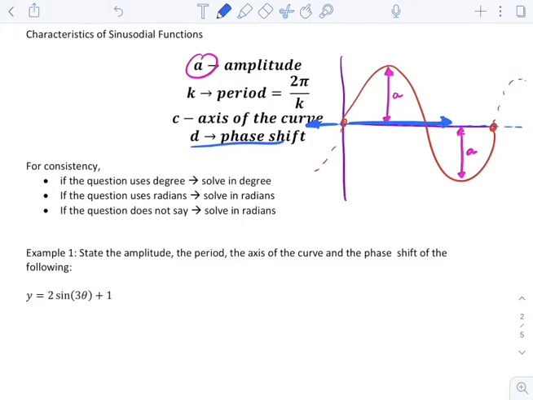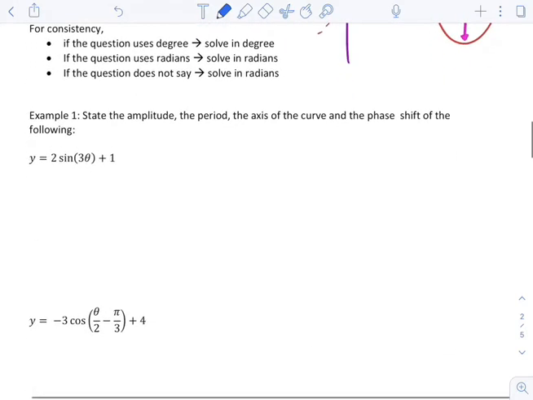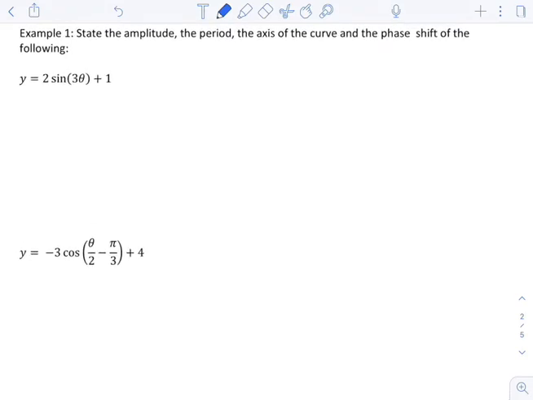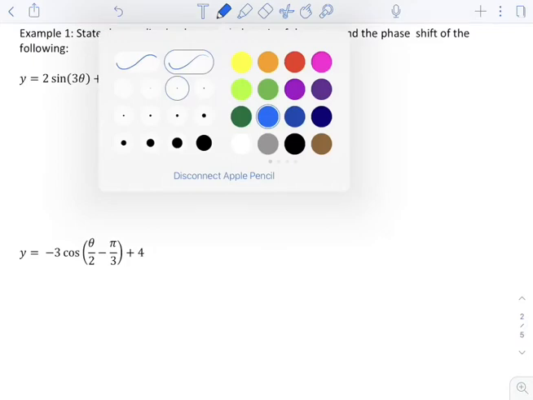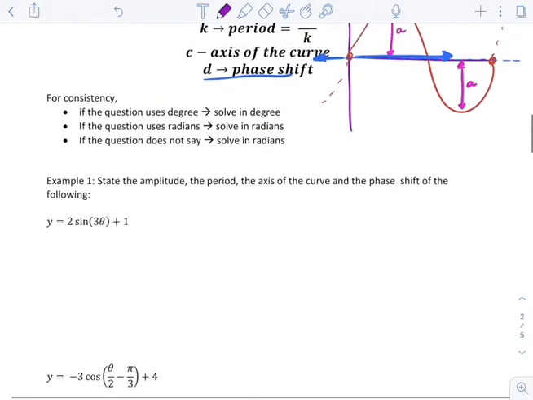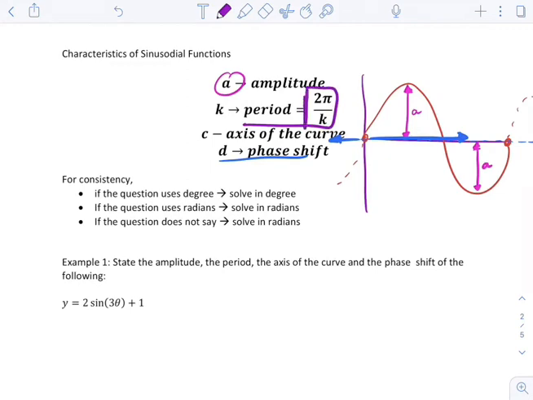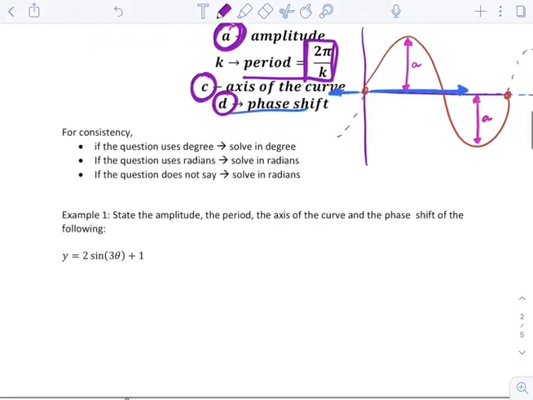So let's have a look at our graph. In these ones, we're going to be working with radians. So state the amplitude, the period, the equation of the axis, and the phase shift. One thing that I didn't really touch on, but I guess I should, is the period. It's equal to 2 pi over k. The amplitude is the a value in our transformation. The c value is the axis of the curve, and the d value is that phase shift. So a, d, and c are important. k is not the period, it's 2 pi over k. So let's go through those. So amplitude.